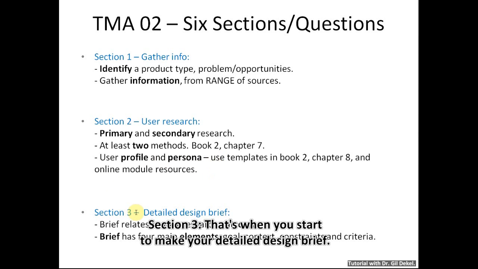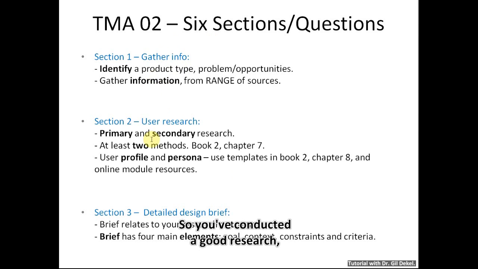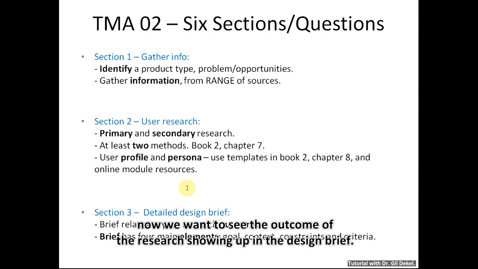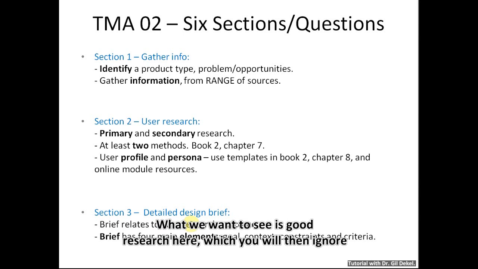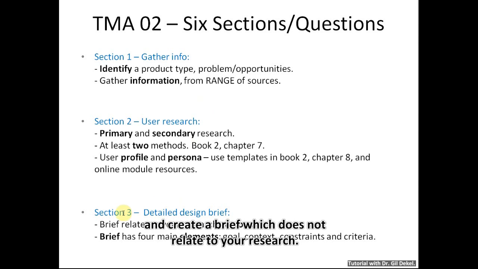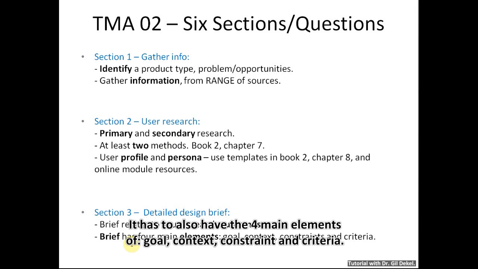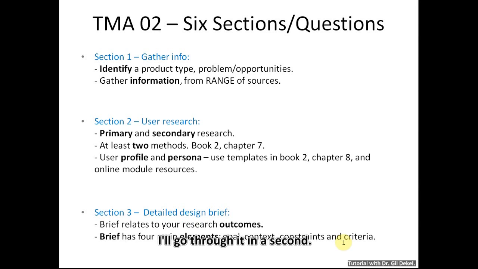Section 3, that's when you start to make your detailed design brief. The brief has to relate to the research outcomes. So you've conducted a good research, now we want to see the outcome of the research showing up in the design brief. What we do not want to see is a good research here, which you will then ignore and create a brief which does not relate to your research. The brief also has to have the 4 main elements of goal, context, constraint and criteria. I'll go through it in a second.